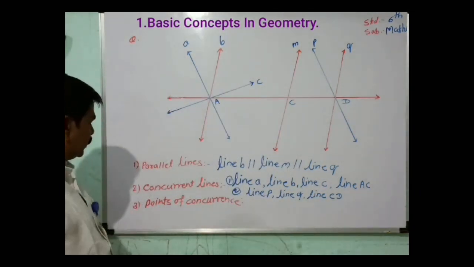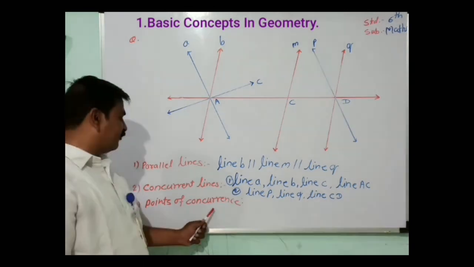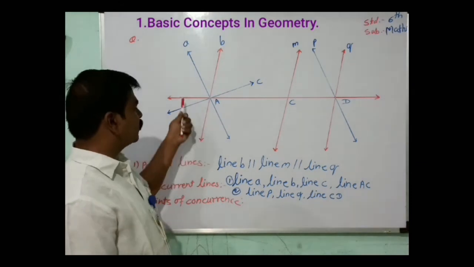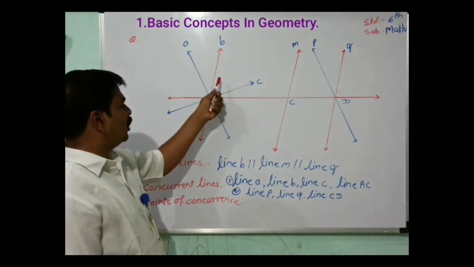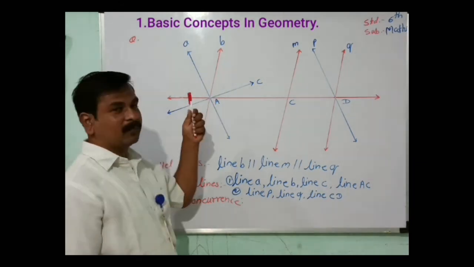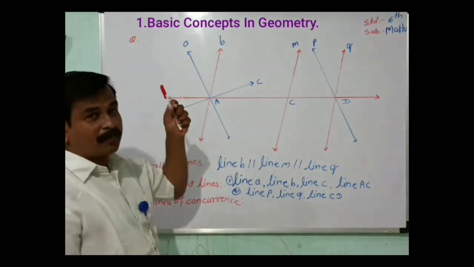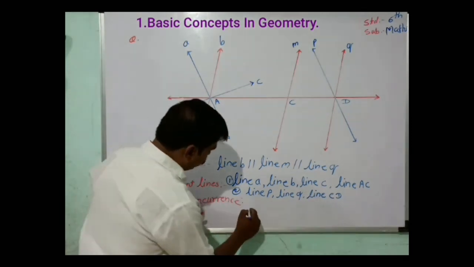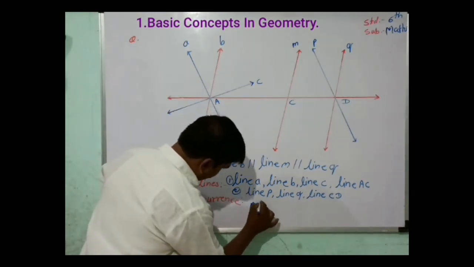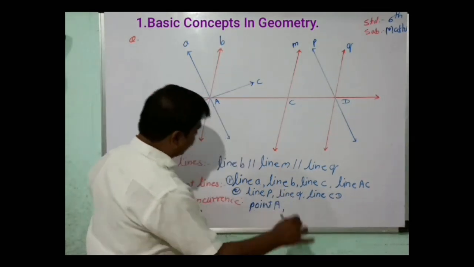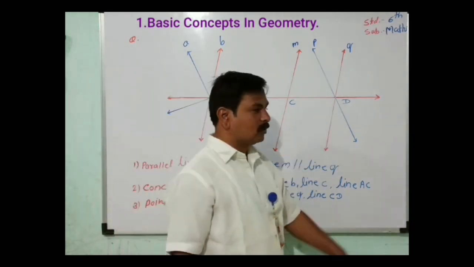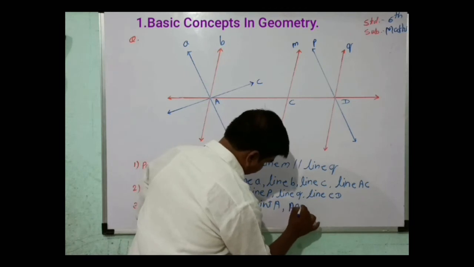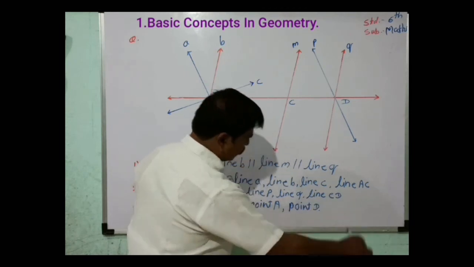Now the third point is points of concurrence. Here these are the concurrent lines. All these concurrent lines intersect in point A, so this point of intersection is called the point of concurrence. Now point A, and here also point D is a point of concurrence. Understood?